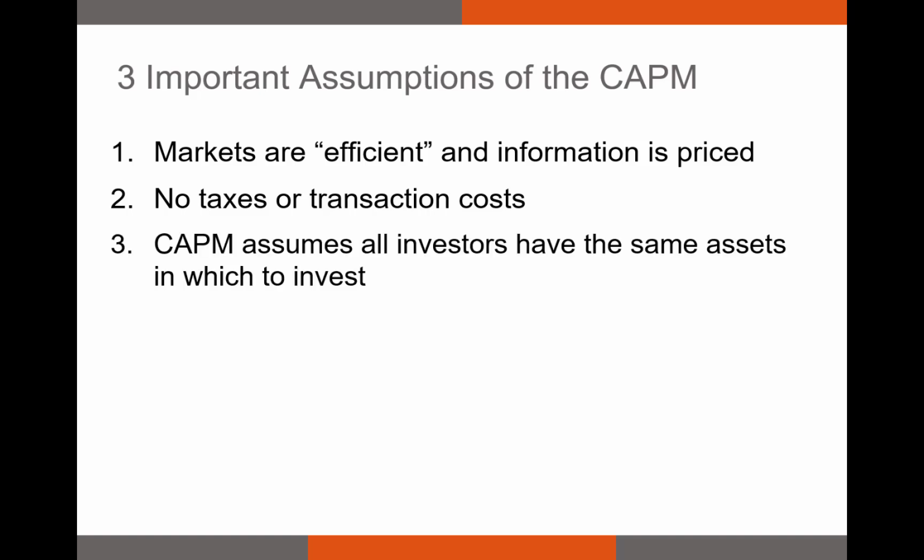Now, the final assumption that I want you to be familiar with is this one. The CAPM assumes that all investors have the same assets that they can invest in. This means that every investor around the world must be able to buy and short any security. This allows them to make use of their information, and it ensures that the stock's market price can fully reflect the intrinsic value of that stock's price.